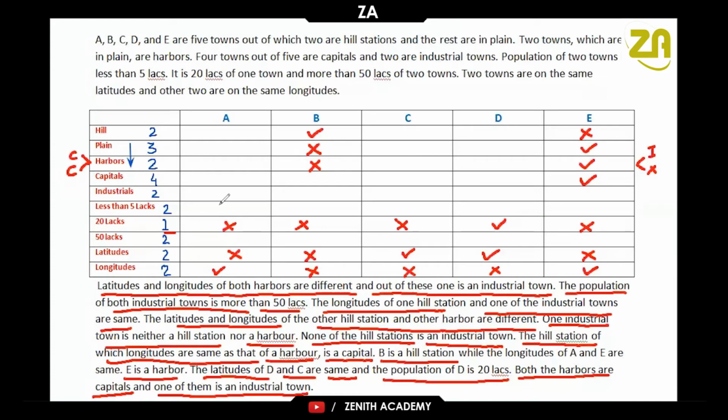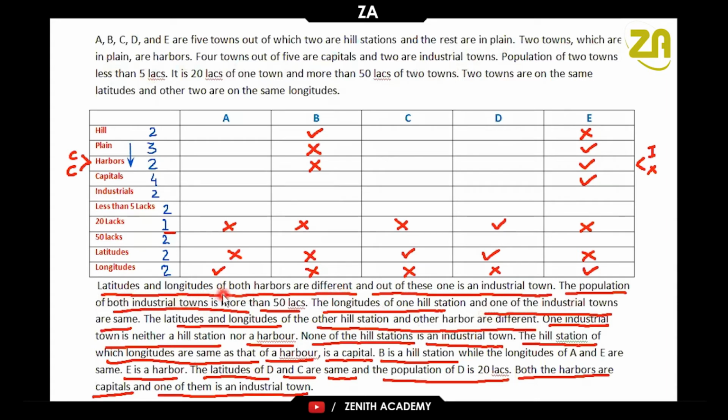Now see, let us read it again. Look here, A, B, C, D, E are five towns, out of which two are hill stations and the rest are in plain. Two towns which are in plain are harbors. Four towns out of five are capital, two are industrial. ये सब आप पहले कर चुके हैं। अब ये जो इनडायरेक्ट इंफॉर्मेशन है, इन पे हम लोग दोबारा फोकस करते हैं। Latitude and longitude of both harbors are different.